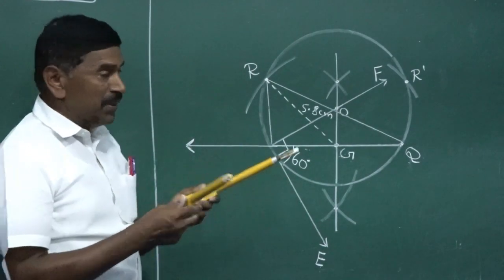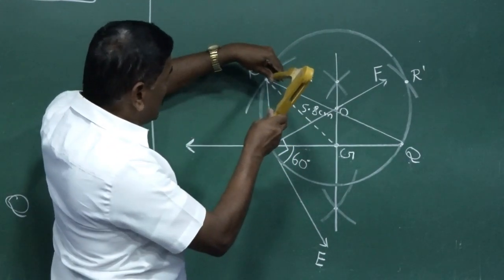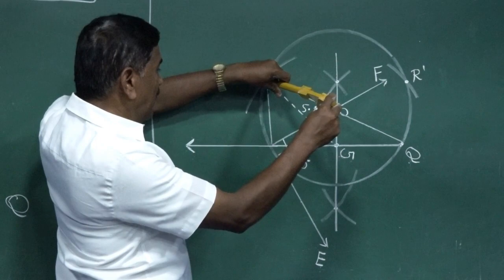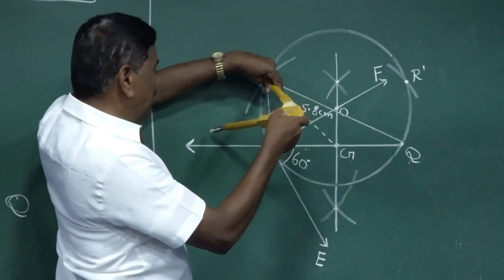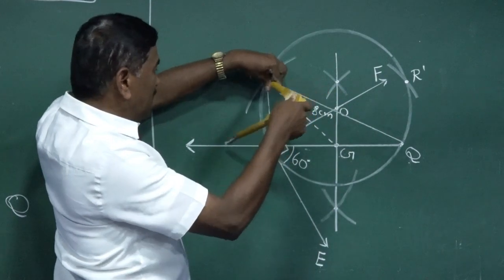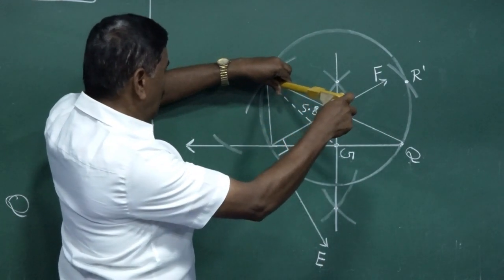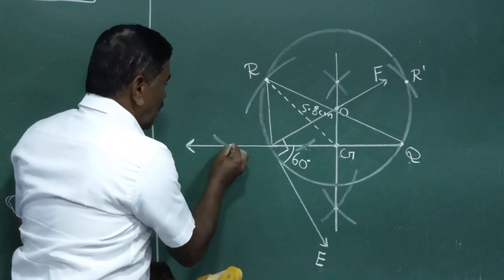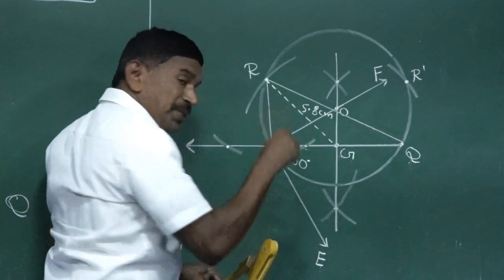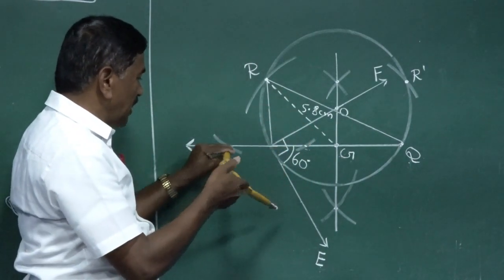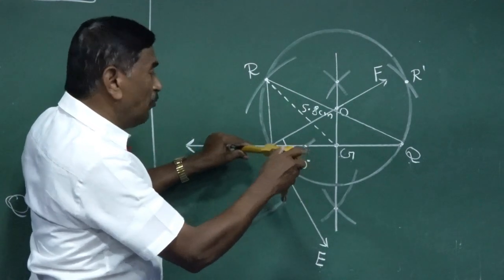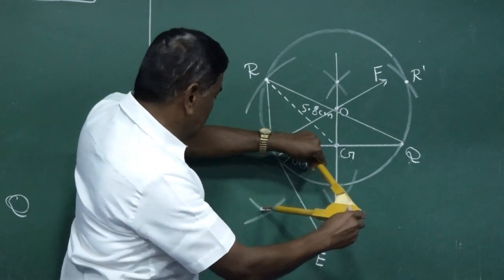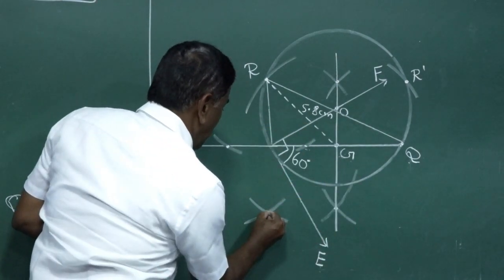Now using compass, R as a center at any suitable radius, cut left and right. Now with the same radius, there are two intersecting points. With the initial meeting point as a center, draw one arc downwards. With the same radius, the second meeting point as a center, cut the former arc at a point of intersection.